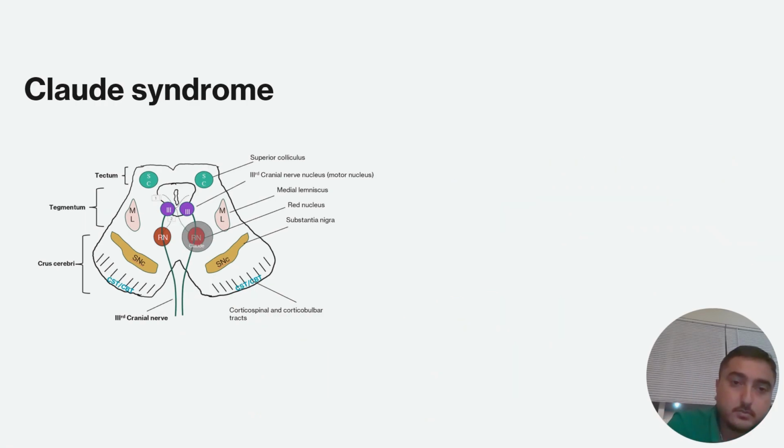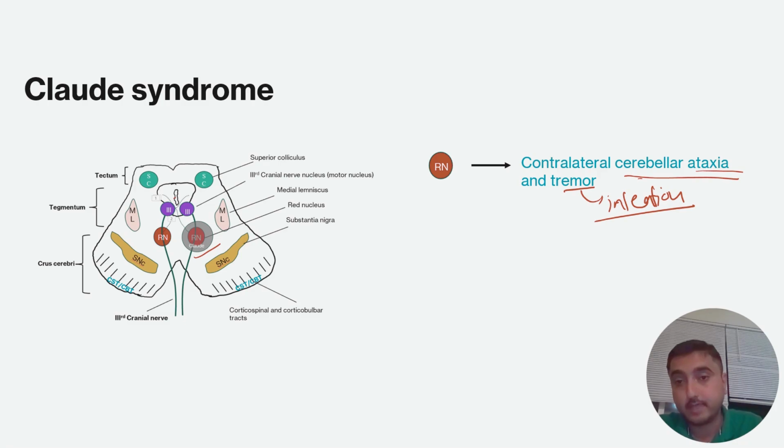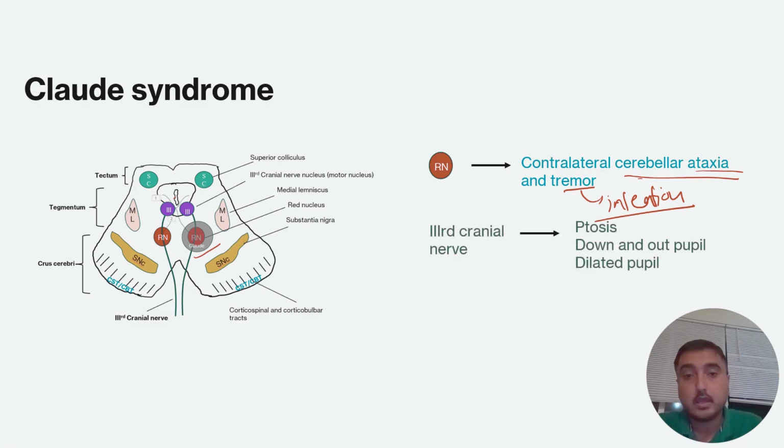Now we have Claude syndrome, which affects the red nucleus and the third cranial nerve. Because of the involvement of the red nucleus, we have contralateral cerebellar ataxia, because the red nucleus is receiving the fibers from the superior cerebellar peduncle on the contralateral side, like you can see the cross over here. So it will lead to ataxia and tremor. This tremor is the intention tremor. Whenever we have the involvement of the cerebellar fibers, we always have intention tremors.